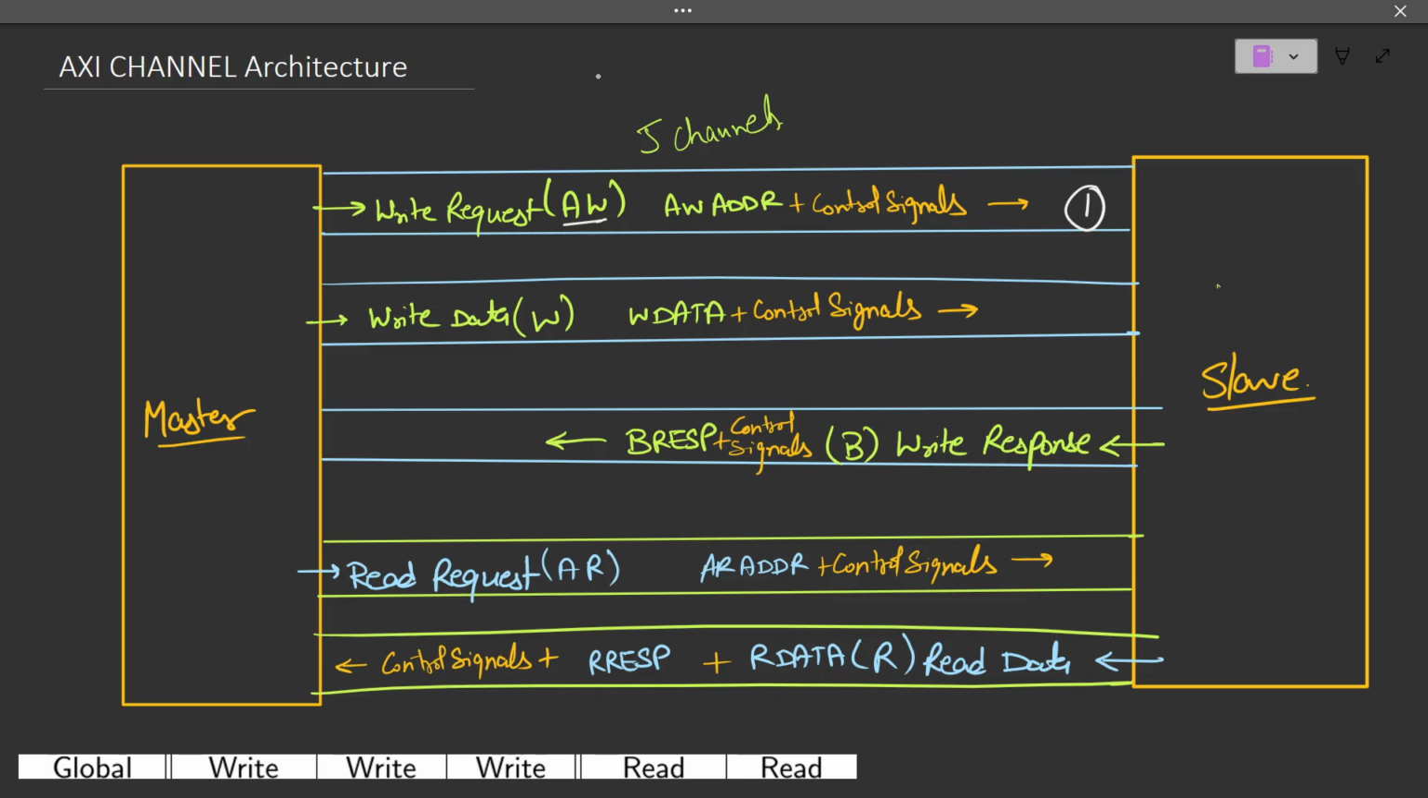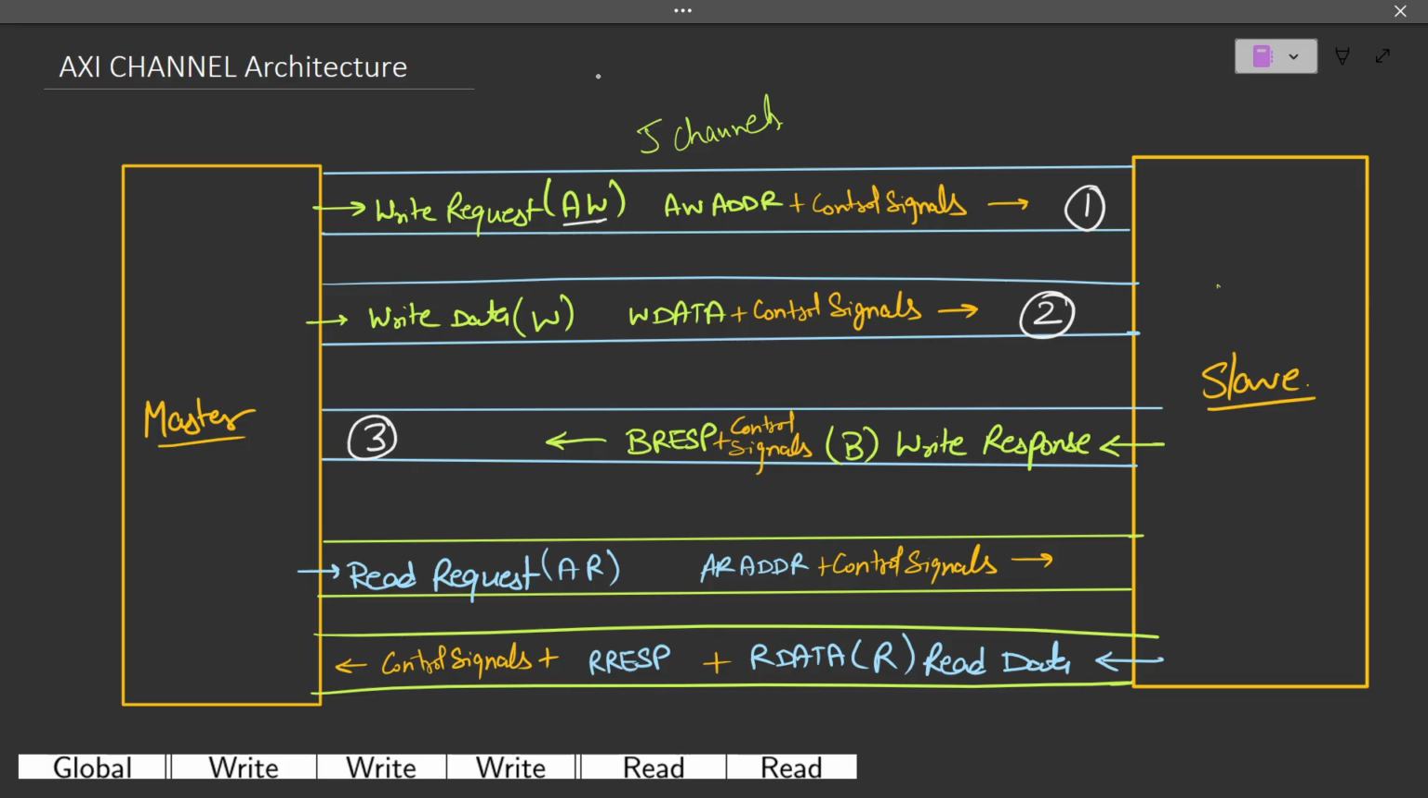Then in the second channel, we send the data which is to be written into the memory, with some control signals. These control signals are used to synchronize, to manage the data, to make an understanding between master and slave about when the data will be coming, how the data will be coming, and what the rules for the data transfer are. All this will be done using these control signals.